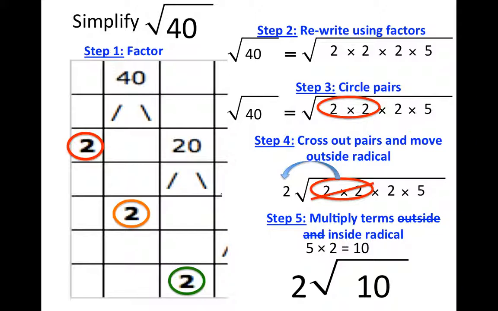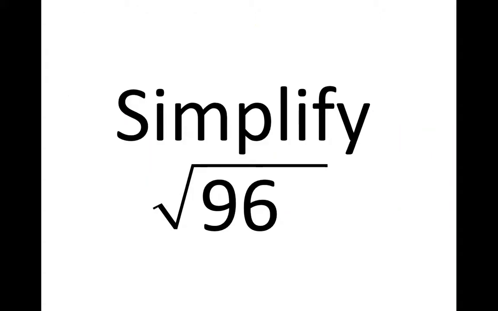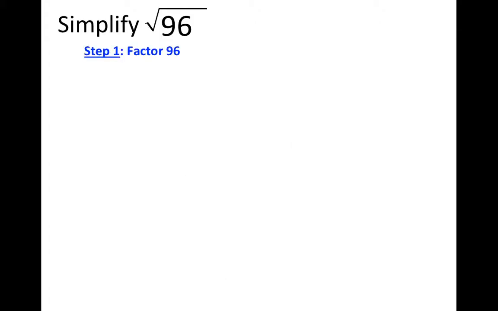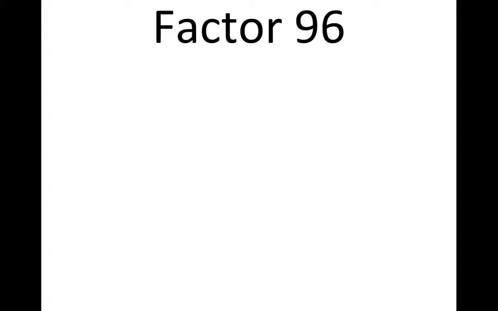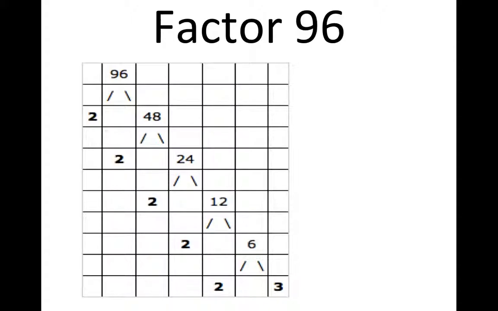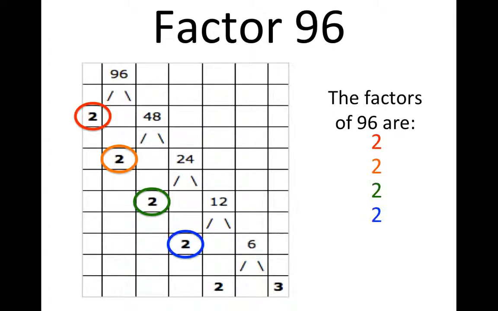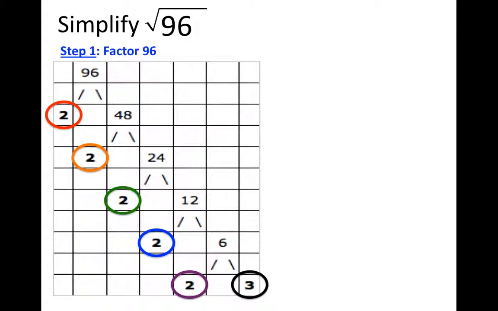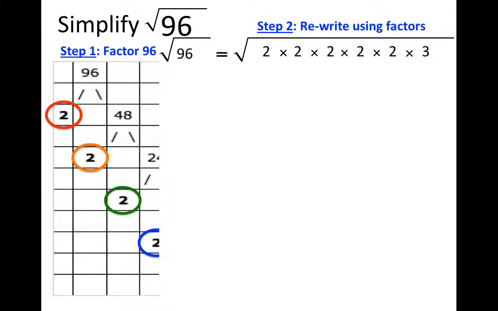Let's try another example. Simplify root 96. Again, the first step is always to factor. So I need to factor 96. And I realize that 96 is 2 times 2 times 2 times 2 times 2 times 3. So now I can rewrite that using my factors.